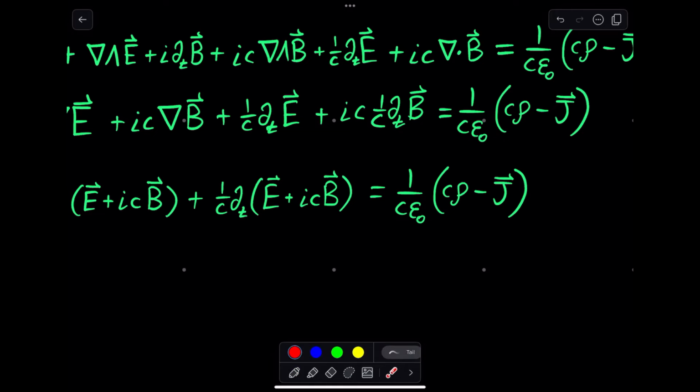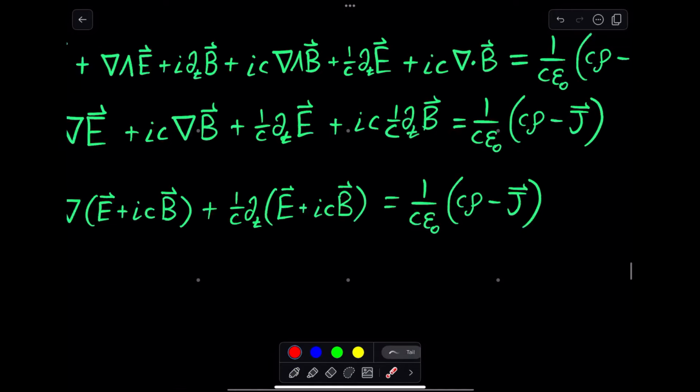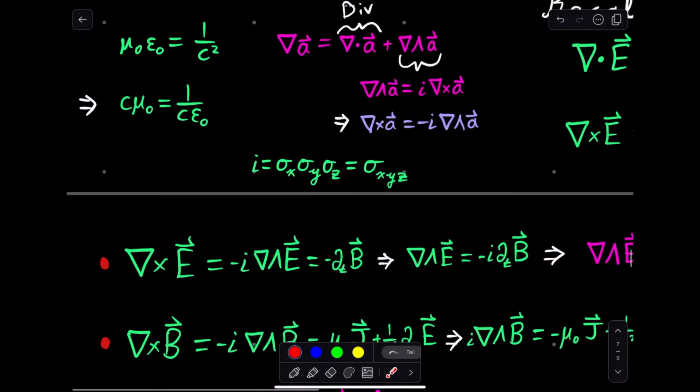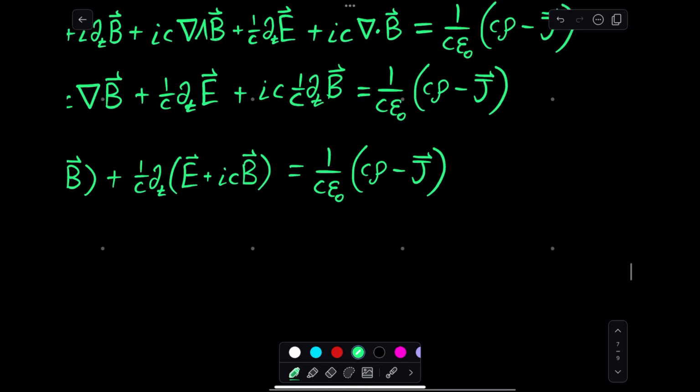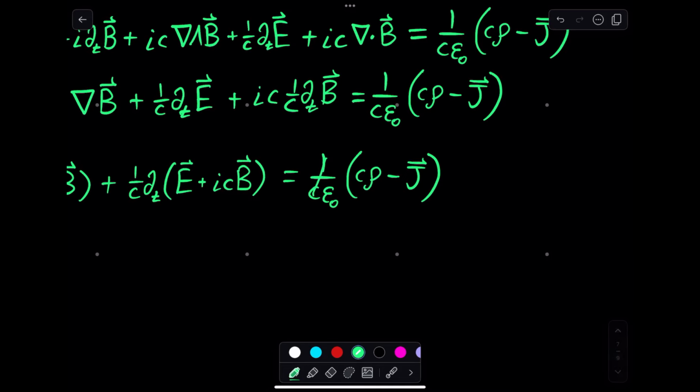Now we'll make one more simplification here, because the 1 over c epsilon naught is equal to c mu naught. So we can just erase that and do c mu naught.